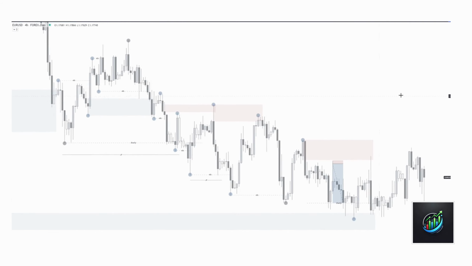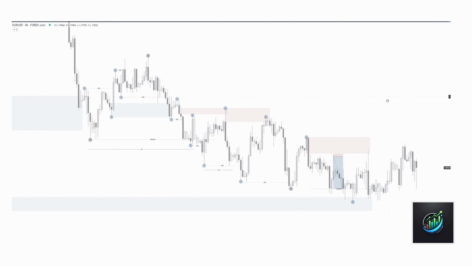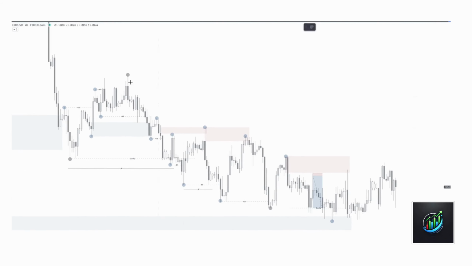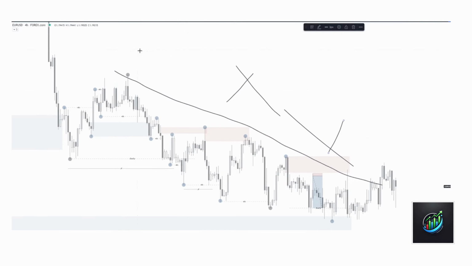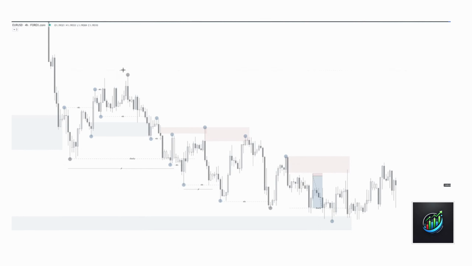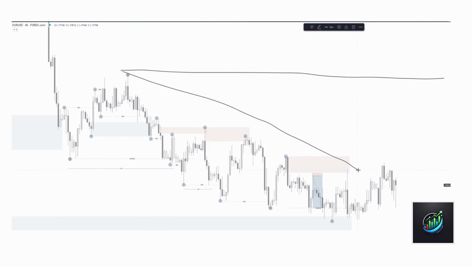But again, it gives us a good indication of what's likely to happen, because as we're looking at this bit of 4-hour structure, what we can start to see is trendline liquidity. What does that tell us? That there are a lot of orders that are resting above these bits of structure. And what we can start to see as well, if I just draw a line like this and go something like this, what do we have?